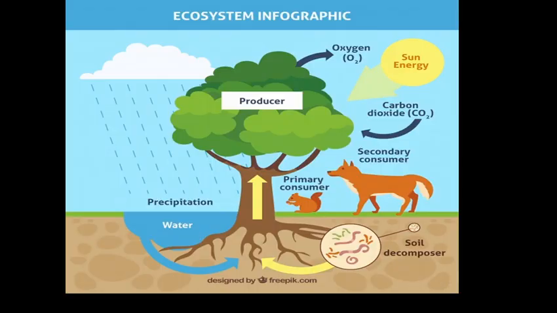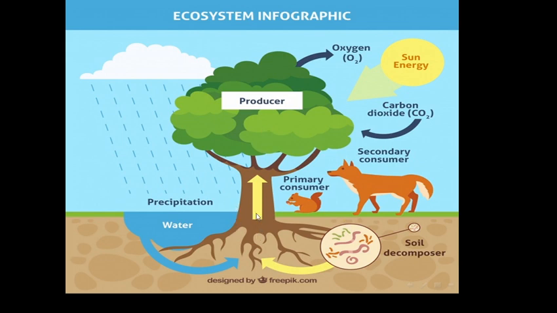Here we have another diagram. This is the tree, and we call it the producer, and we said that producers are plants, and the plants make their own food by themselves. They take in carbon dioxide from the air and give out oxygen, and the food stored is the starch or the glucose, stored in the leaves. This process we call photosynthesis. Of course, they take in water from the soil. So producers are known to make their food by themselves.